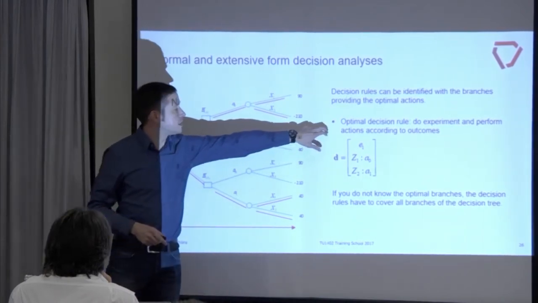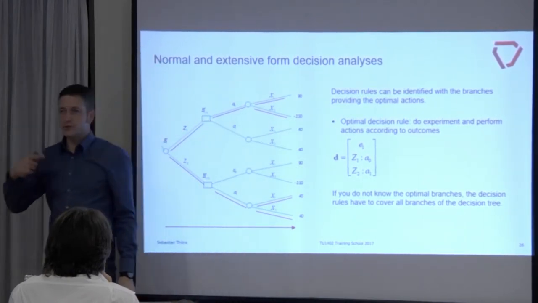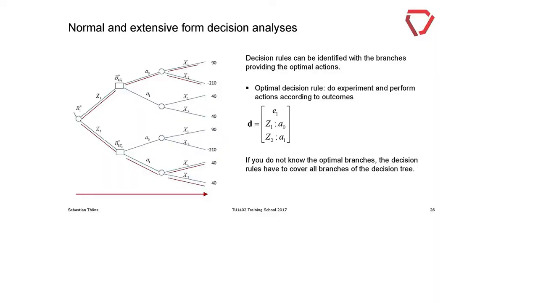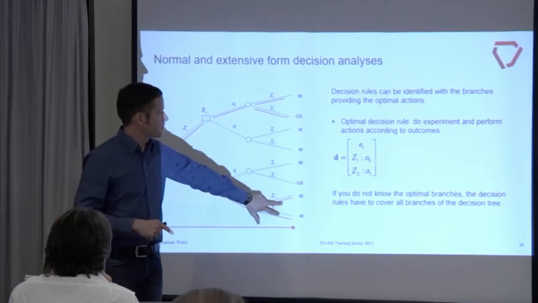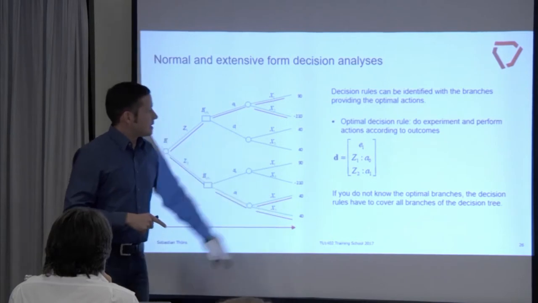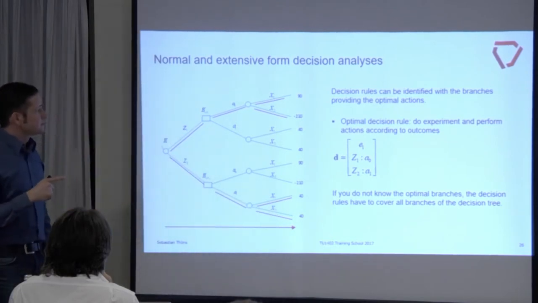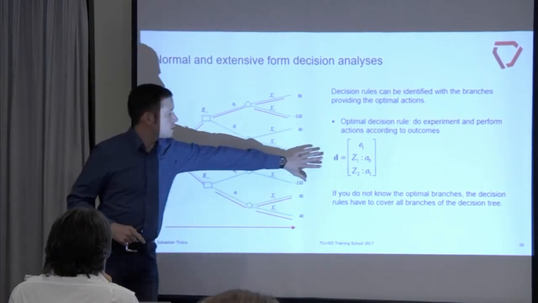And now, because we have done the extensive form analysis, we know the decision rule, or the optimal decision rule, or the decision rule which leads to optimality. So that's highlighted here. Let's say this is our decision rule D.